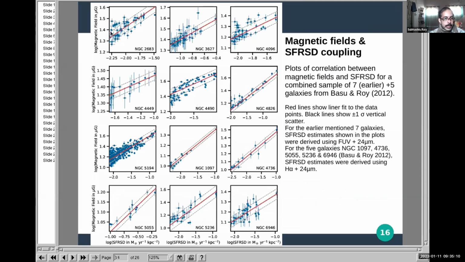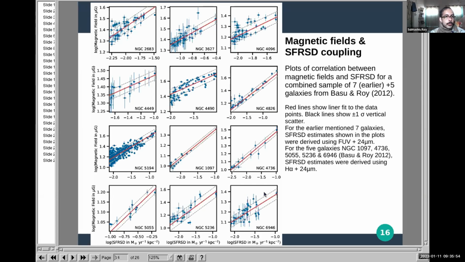These 6 plus 1 are the 7 galaxies from our pilot sample, and these are 5 whose data are taken from Basu and Roy 2012. In this log-log plot, with log of magnetic field along the y-axis and log of star formation rate surface density along the x-axis, they are reasonably, highly correlated. The red lines show the fit to the data, and the black lines show the plus-minus 1 sigma vertical scatter. The star formation rate surface density estimates are from FUV plus 24 micron for our 7 sample galaxies, and from Basu and Roy it has been done using H alpha plus 24 micron.